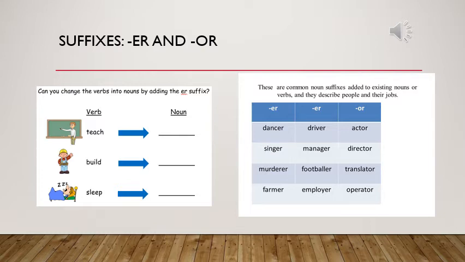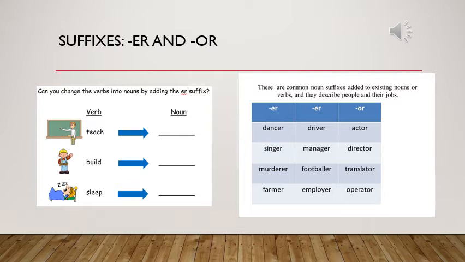You have the rule in blue here. It is not a rule actually, it is like some examples. Now, look here, there are common noun suffixes added to existing nouns or verbs, and they describe people and their jobs. Now, you will make new nouns describing people or jobs. Let's look at this word. Here you have dancer. Dancer is the person who likes to dance.